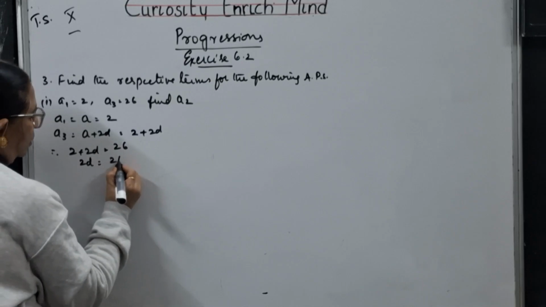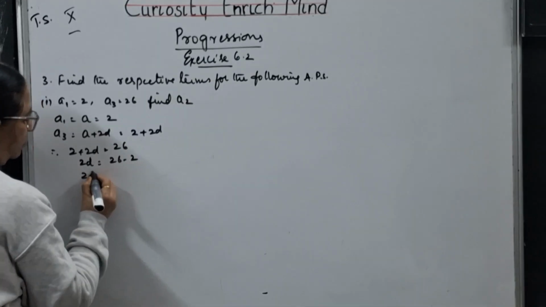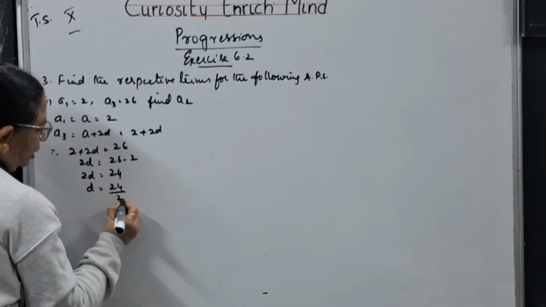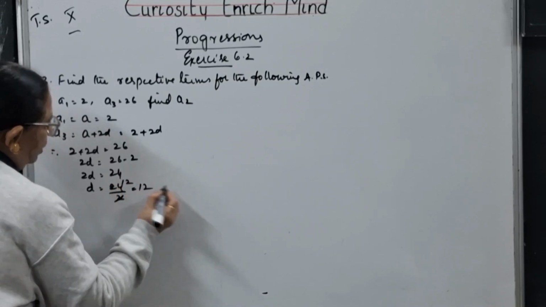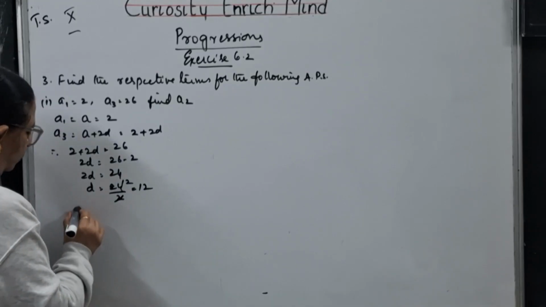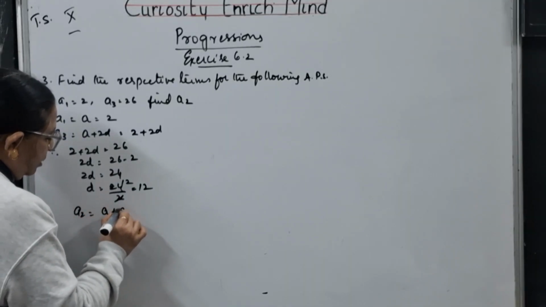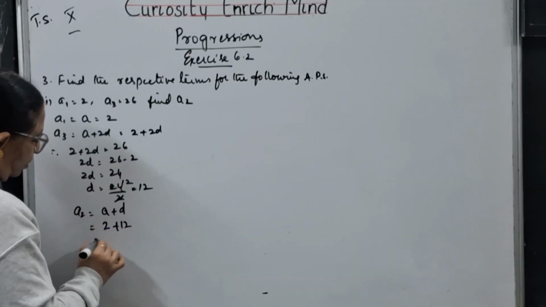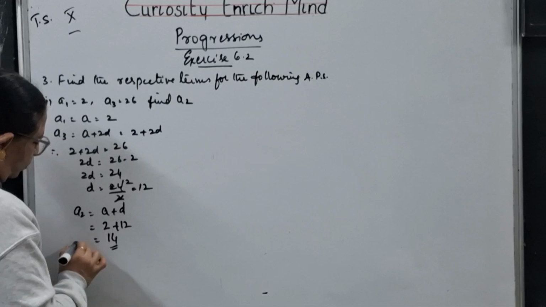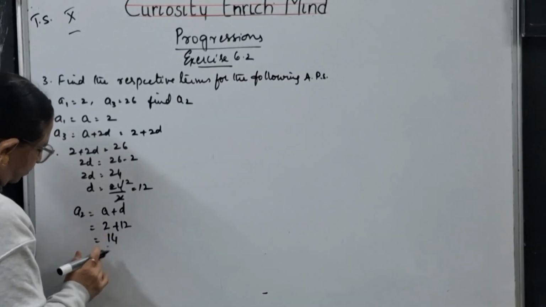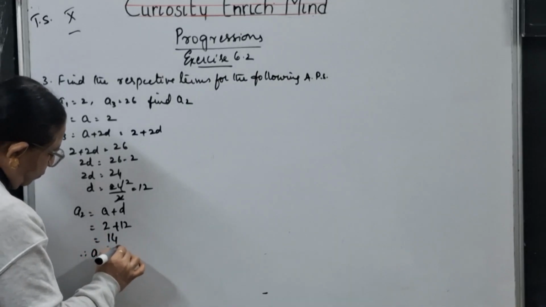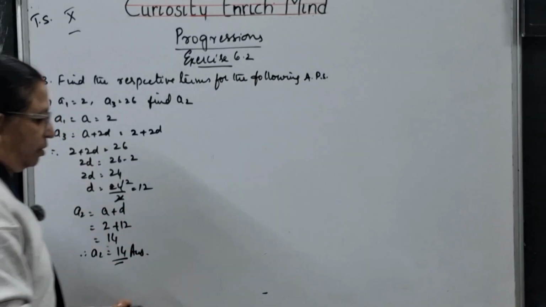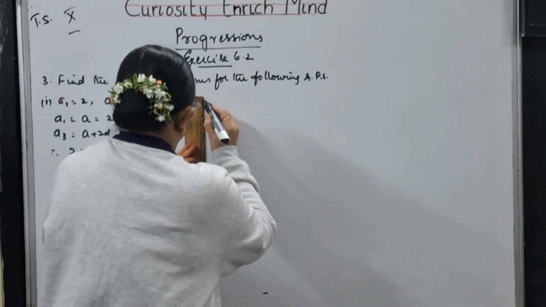What is 2d? 26 minus 2. That means 2d is equal to 24. d is equal to 24 by 2, 12. The d value is 12. After getting d, you want A2. A2 is A plus d. What is A? A is 2 plus d is 12, that is 14. So, therefore, A2 is equal to 14 is the answer for the first bit, children. Now, let us see the second bit.